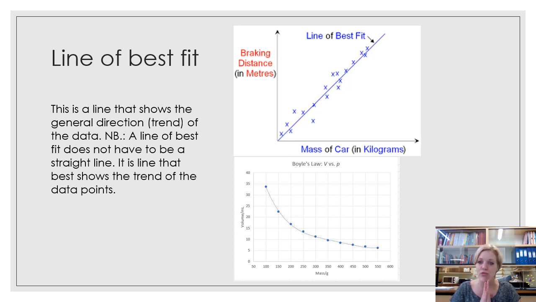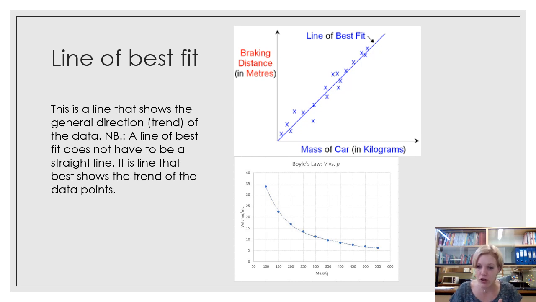If it is a direct correlation or a direct proportion, like the first graph that we're showing there, where we've got braking distance in meters and the mass of the car, then it's going to go through the origin, which is the intersection between the y and the x.